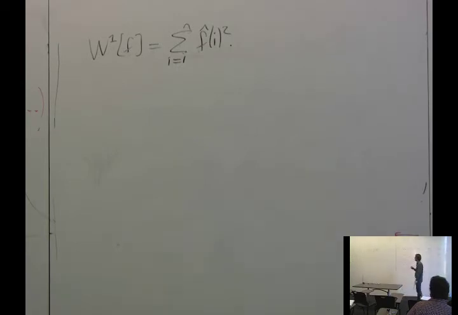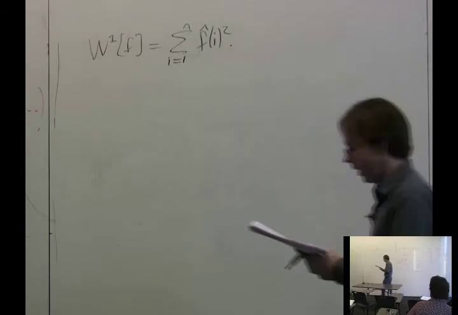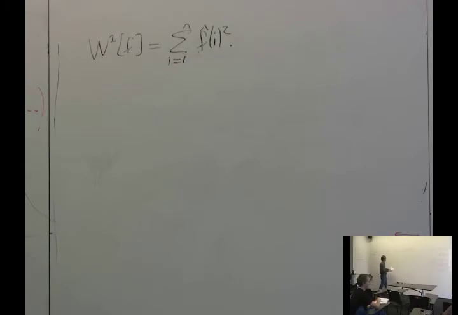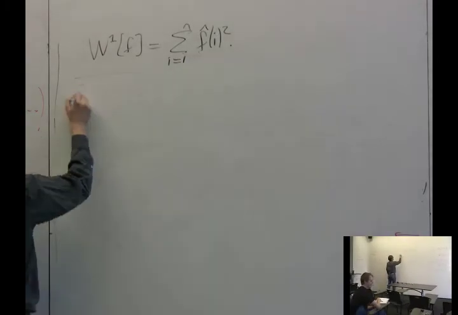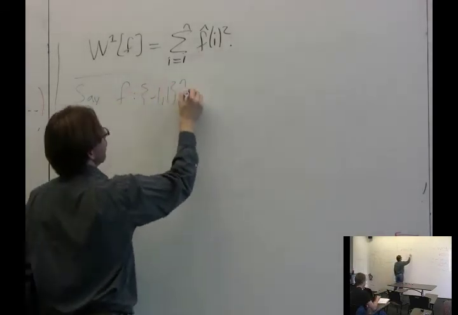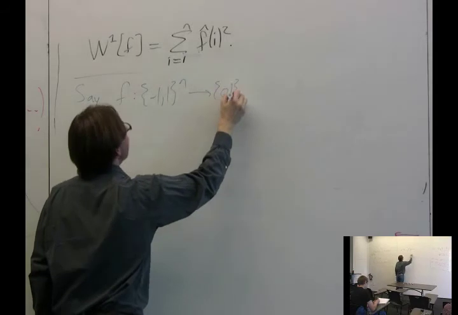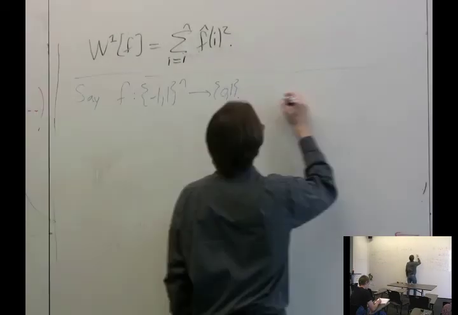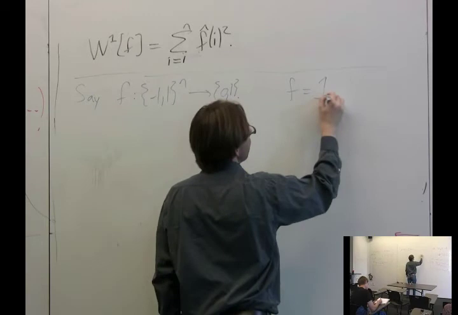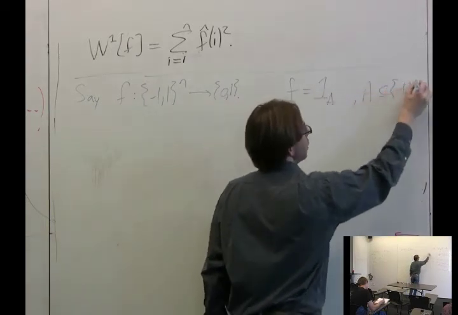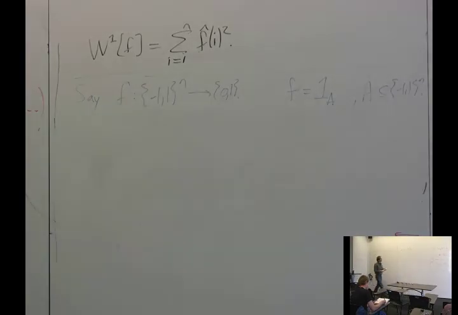OK, so why care about this quantity? Well, let me tell you an interesting story about the Boolean hypercube. Say f is any old Boolean function, and I'm going to think about its range as being 0 and 1. So geometrically, you may think of f as the indicator of a subset of the cube. I can say f is the indicator of some set A, where A is a subset of the cube. So I want you to think geometrically now about subsets of the discrete cube.